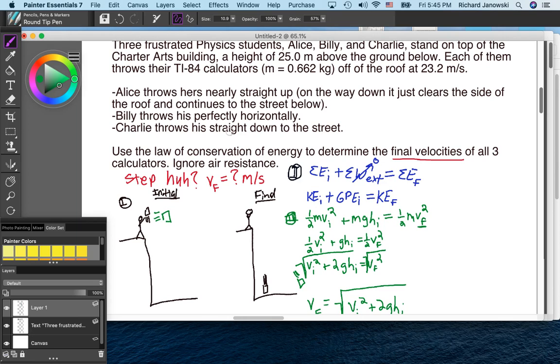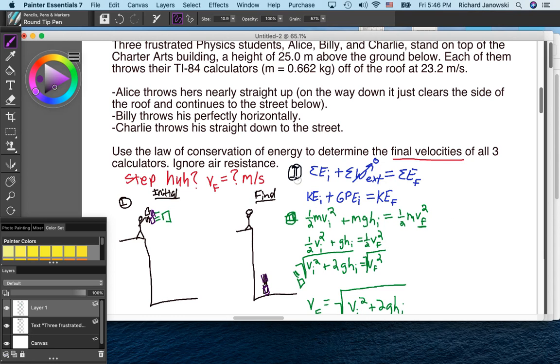Then for Charlie, he would throw his straight down. Let's pick up a nice dark purple magenta. He would throw his straight down, so his would look like this. And then his would land exactly where Alice's did land. So that would be his sketch.